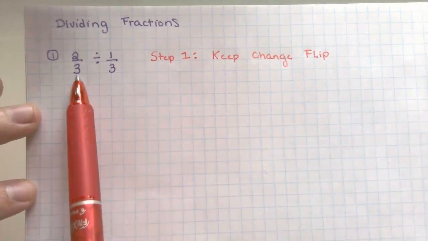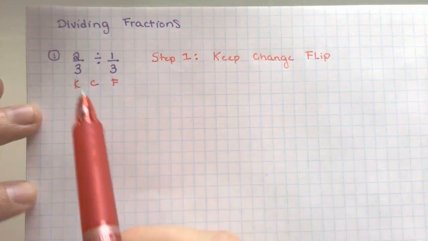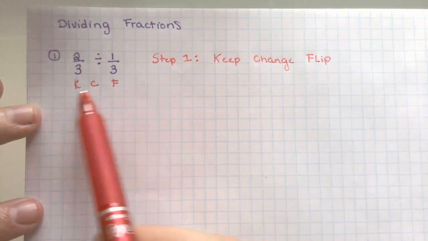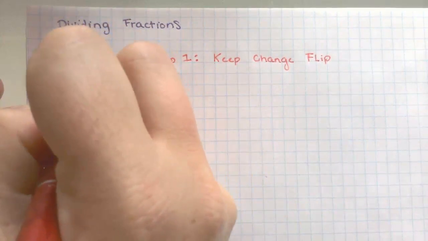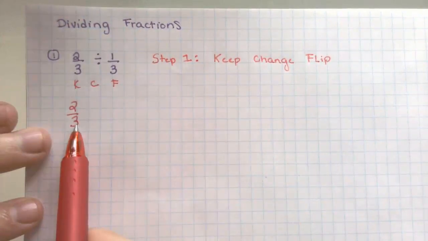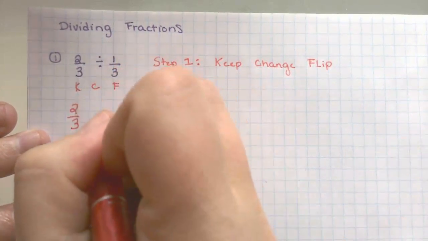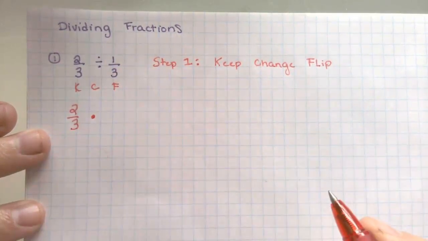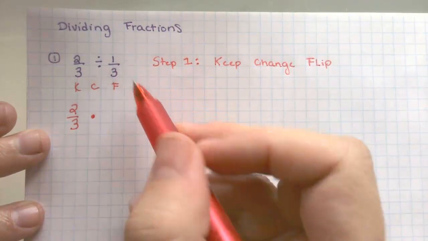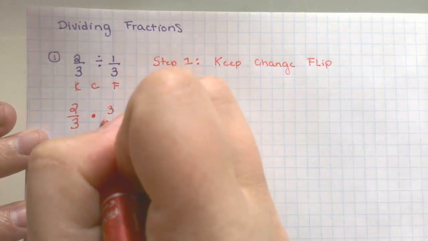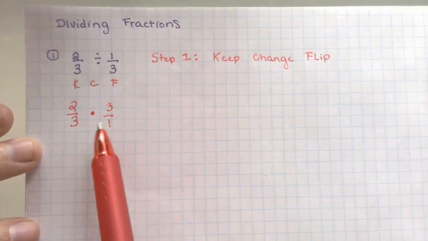So step 1 would be to keep. I write them underneath so that I keep track of what I'm keeping, what I'm changing, and all that. So I'm going to keep the first fraction. We're going to write 2/3. That is not going to change. What I change is my division to a multiplication, and then flip. So instead of 1/3, it's going to change to 3/1. So that's step 1. Keep, change, flip. That's all we do.